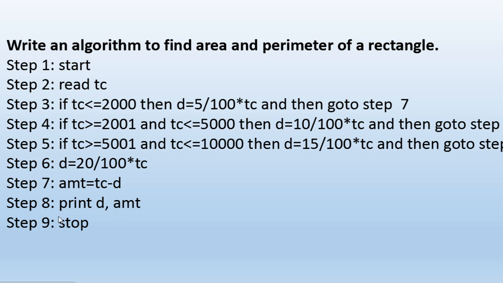and it will stop. Similarly, if it is not this, it will check, is it in this range 2001 to 5000, then discount is 10%, and again it will come to step 7. So this way it will do the entire program. Okay, this is how you write an algorithm.